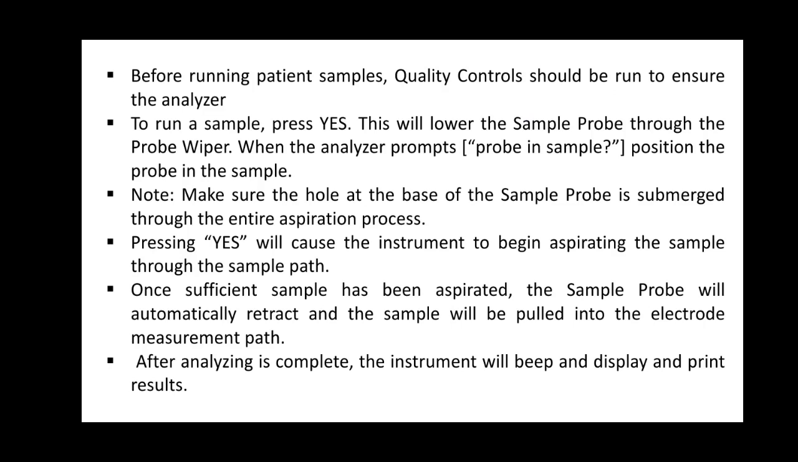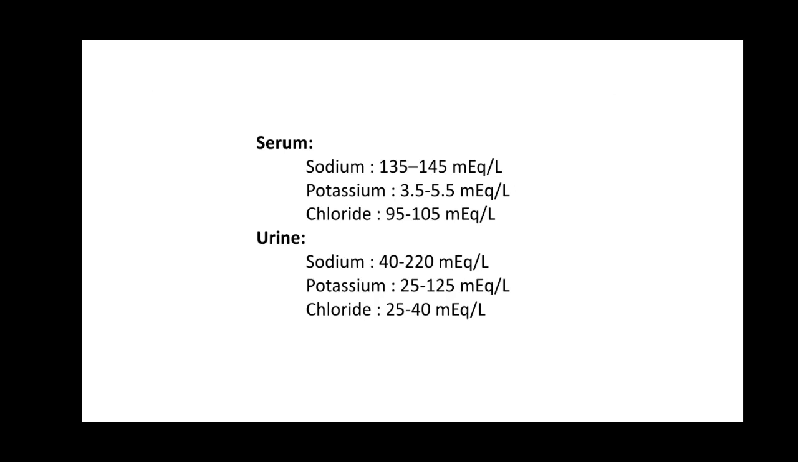So before running patient samples in the ion selective electrodes, quality control should be run to ensure the analyzer is working as in the laboratory procedure. And to run a sample, we need to do all the procedure as given in the SOP, and once sufficient sample has been aspirated, the sample probe will automatically retract and the sample will be pulled into the electrode. So later, after analyzing is completed, the instrument will display the print results. So as in serum and urine, the levels of sodium, potassium and chloride are given here.